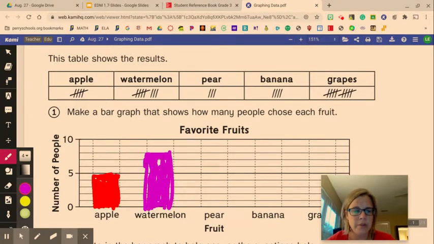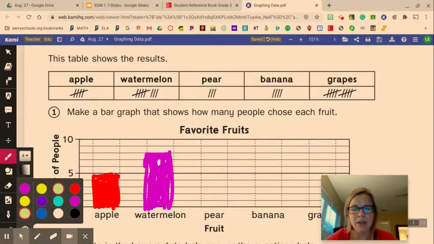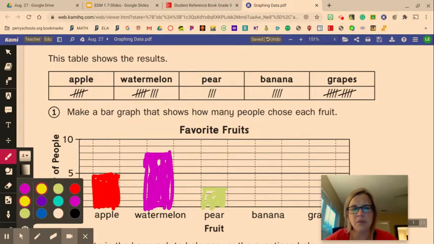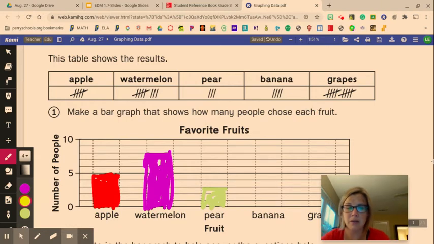Okay, for the pear, I'm going to pick this kind of green color, and I can see from my tally chart that 3 people like pears the best, so I'm going to draw my line at the 3, shade it in, and then move on. I can see that for my bananas, 4 people liked bananas the best, so I'm going to leave a little bit of space here so I'm not right on top of each of the bars. And then I'm going to draw my line at the 4 and go down and shade it in. So I've got my 4 bananas here.